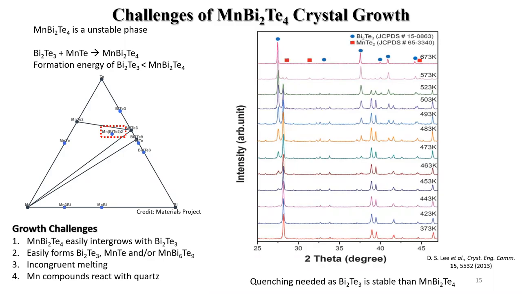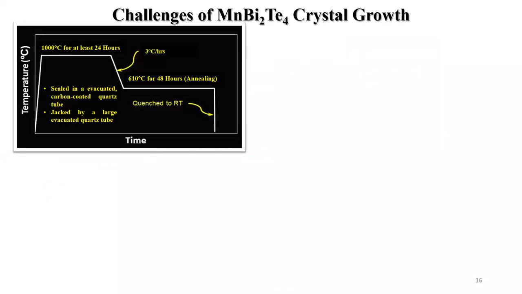This technique can be done by taking the ampoule out of the high temperature furnace and dropping it into cold water. After some runs, we figured out the right recipe to grow this material. First, we heat up the system to 1000 degrees Celsius for at least 24 hours. Then we slowly cool it down at a very slow rate of 3 degrees Celsius per hour, and stay at 610 degrees Celsius for 48 hours. After the annealing process, we quench the system to room temperature.